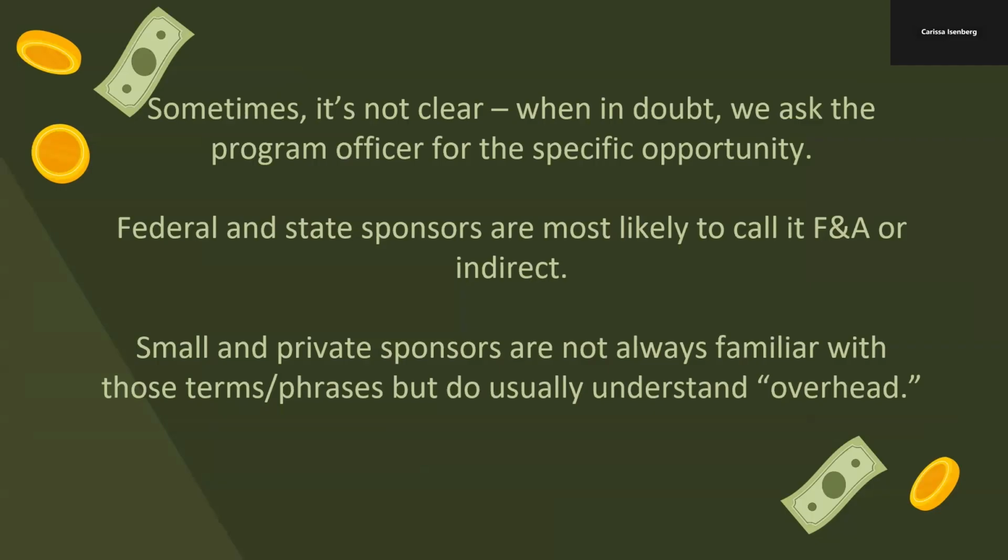It is most likely to be outlined in a federal or state request for proposals, and they are more likely to call it F&A or indirect. Those smaller, newer private sponsors don't always call it F&A or indirect, which is what the university tends to call it. But when you ease them into it with the idea of overhead, they are more receptive and answer a little easier and do not get frustrated that we are using confusing terms.